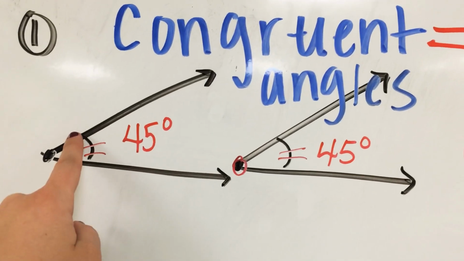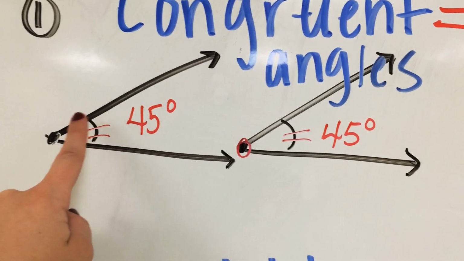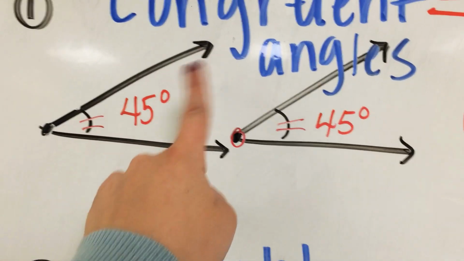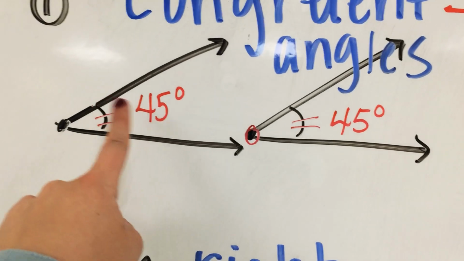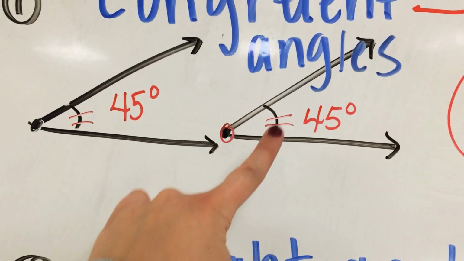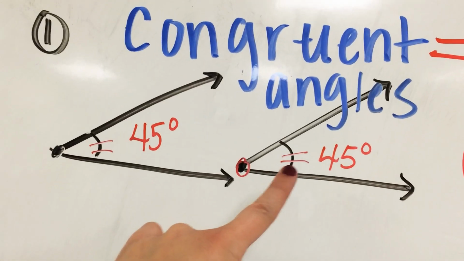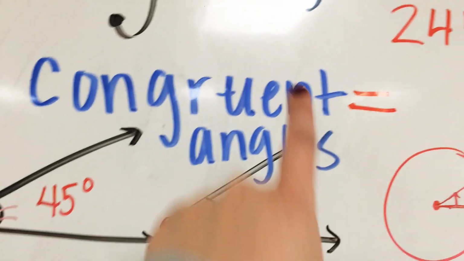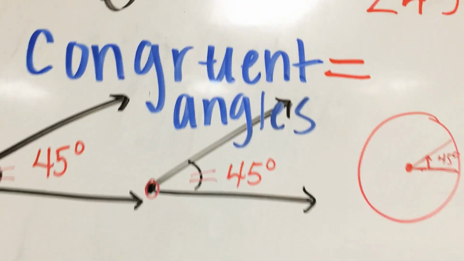Your angle is represented by this little circle in between the two rays that are coming out from the vertex. Okay, it shows you that it's an angle. And congruent just means equal to. Okay, so that's what we're doing right there.